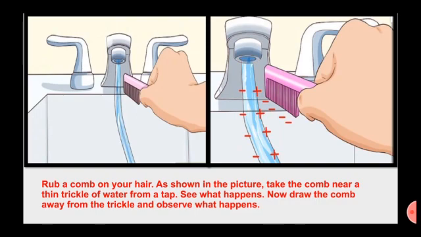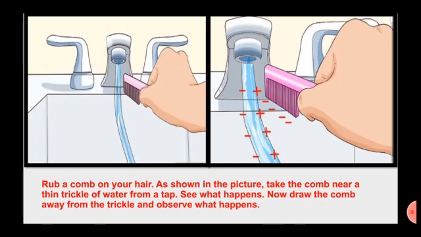flowing water, the negative particles in it nearest the comb are pushed away. That part becomes positively charged due to a deficiency of negative charge. The comb has negative and the water has positive charge. Due to the attraction between these opposite charges, the flowing water is attracted toward the comb.